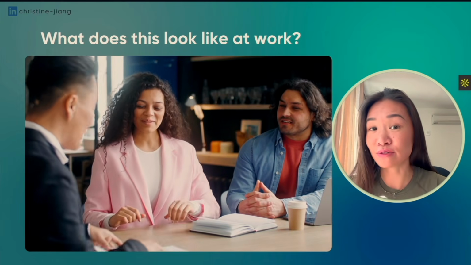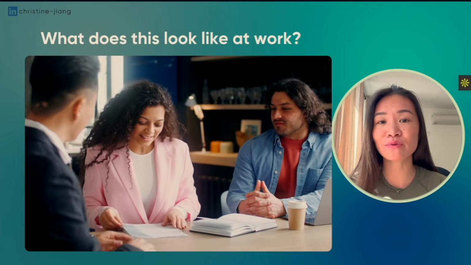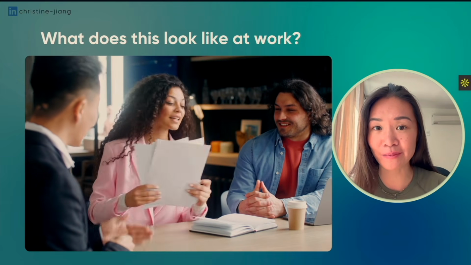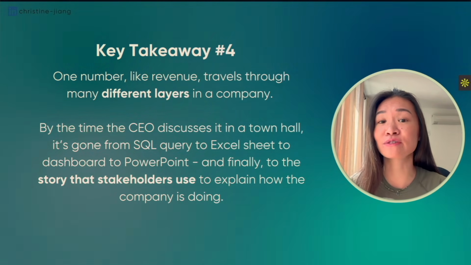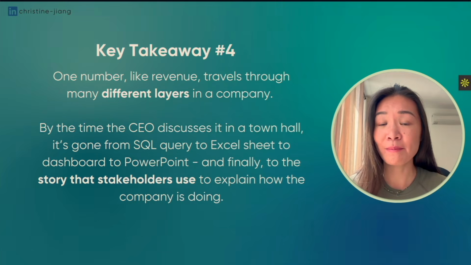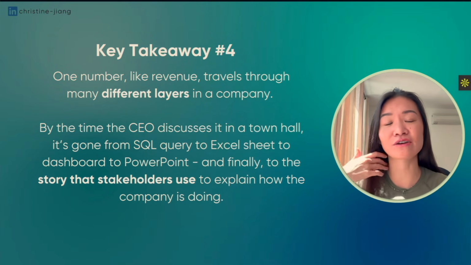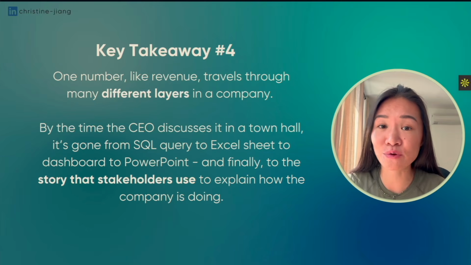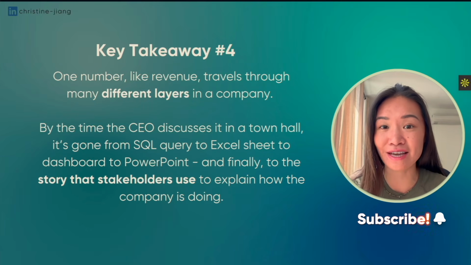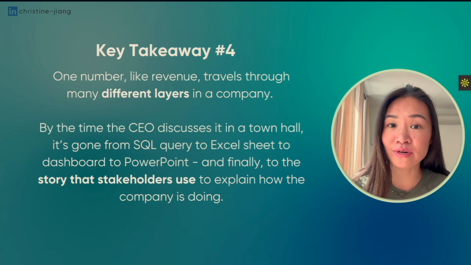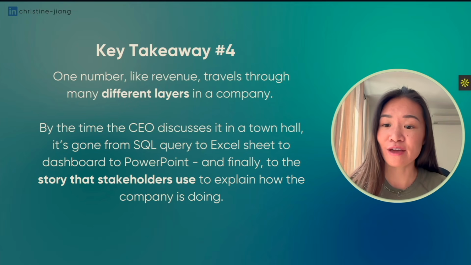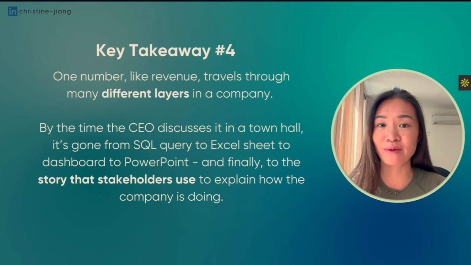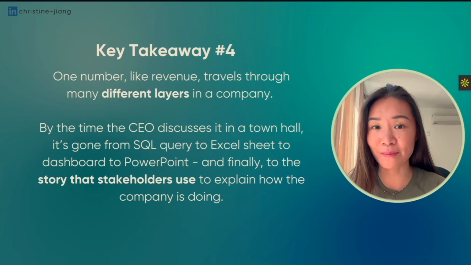And then that metric flows all the way upwards to stakeholders and people who are making decisions about the direction of the company. So as you can see, even one number like revenue actually travels through many different layers in a company. By the time the CEO is discussing it in a town hall, it's actually gone from a SQL query and Excel sheets that data analysts and data engineers are looking at to a dashboard and to a PowerPoint that is then a collaborative effort between you and the stakeholders. And finally, to the story and the narrative that people then use to explain how the company is doing to everyone else. Quite a powerful job if you think about it.